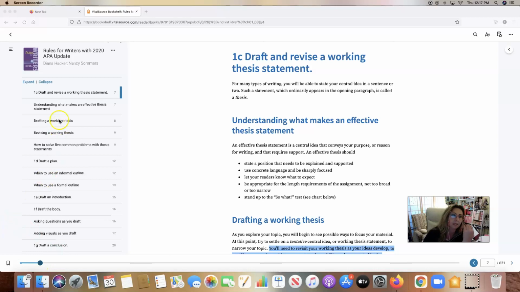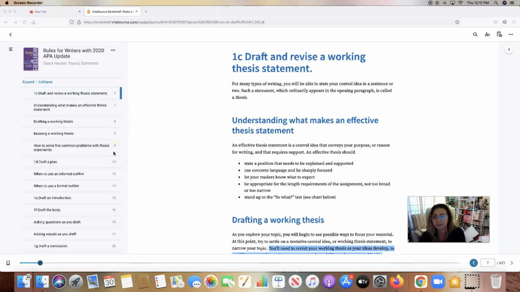Now, I am in Rules for Writers, in revising a working thesis on page 9, and also drafting a working thesis on page 8. And I'm going to be going all the way until page 11 talking about a thesis. So you can take a look at this in your Rules for Writers under 1C, draft and revise a working thesis. So first, let's talk about what makes a good thesis.